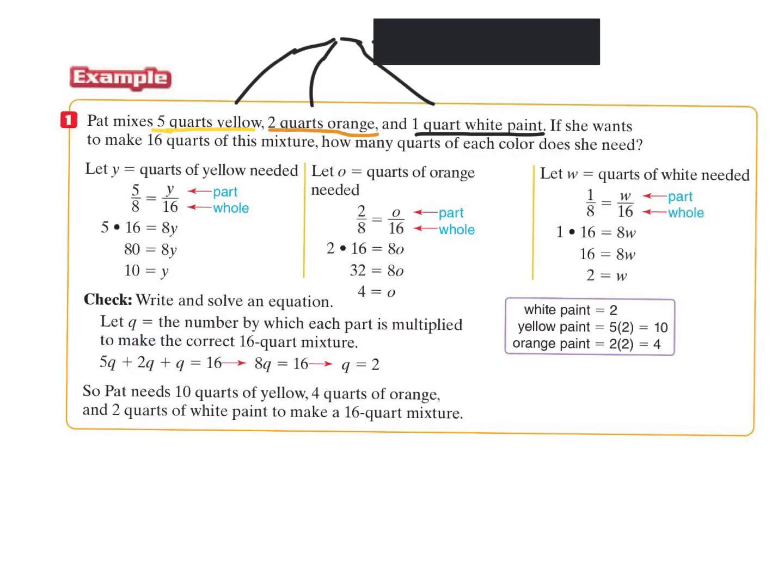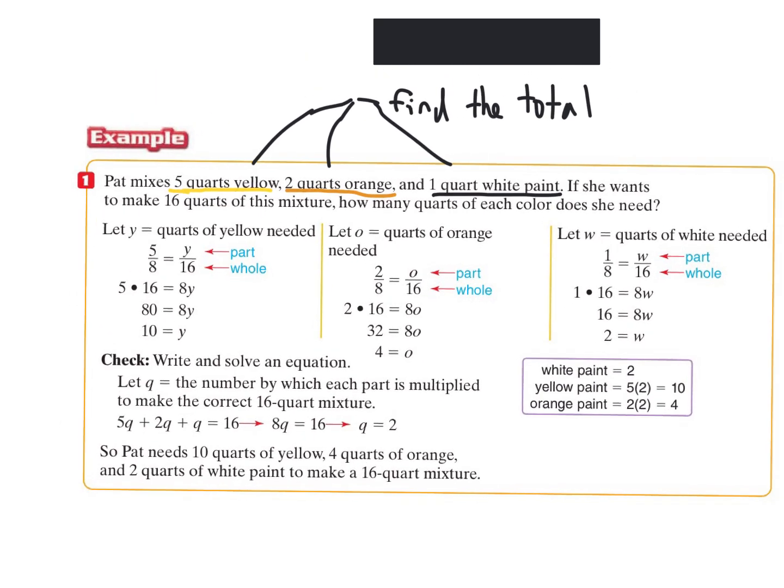Look at example 1. Pat mixes 5 quarts yellow, 2 quarts orange, and 1 quart white paint. If she wants to make 16 quarts of this mixture, how many quarts of each color does she need? So if you look at this, we can figure out altogether with that ratio 5, 2, and 1 how many quarts that would involve.